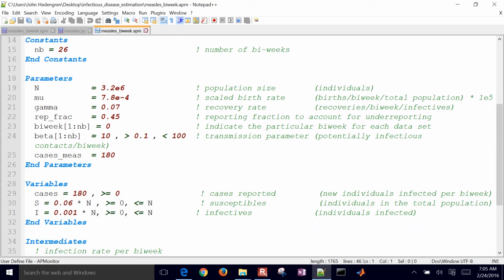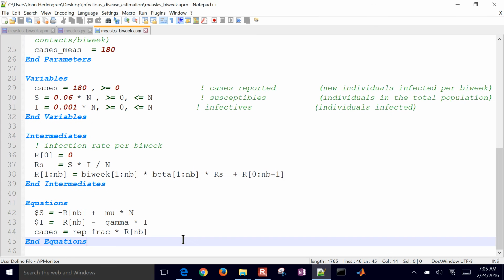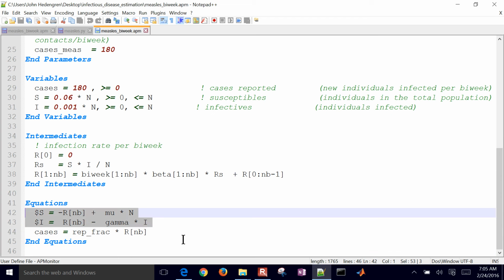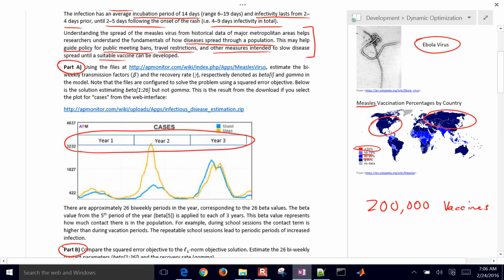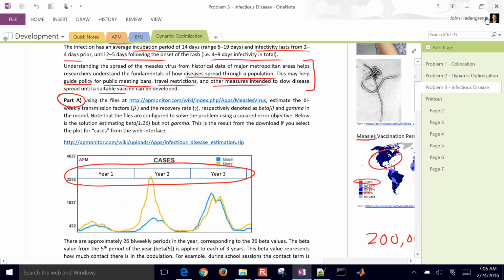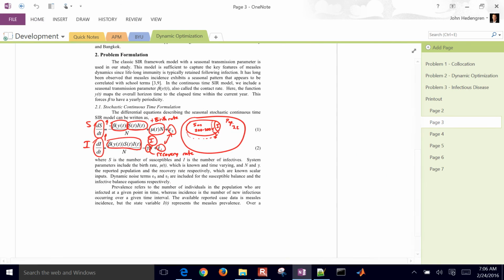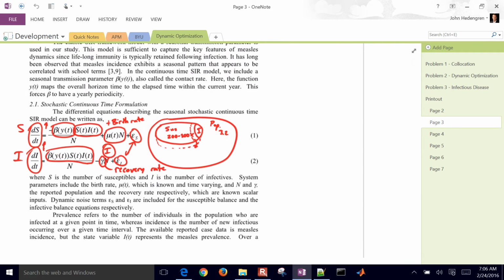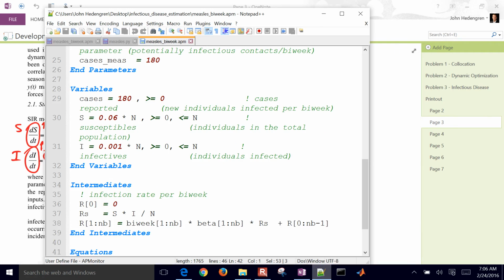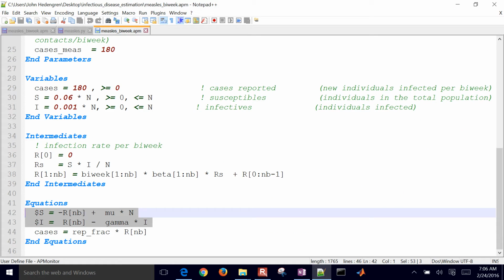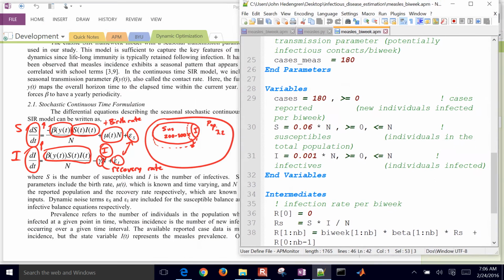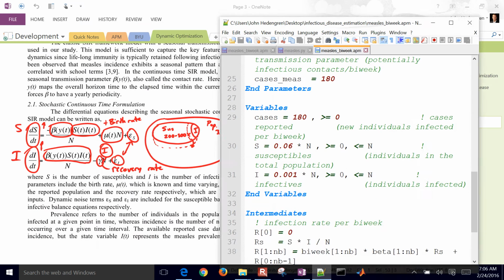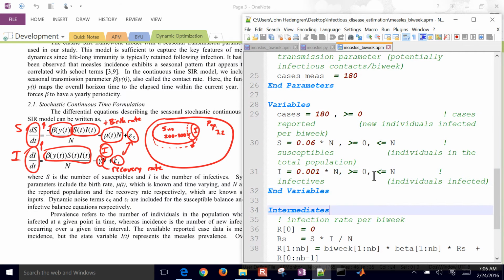Let me just scroll down here. Here are the two differential equations that we saw before. Let's put those next to the equations that we saw from the paper, which was right here. So here are the equations from the paper, and then the equations in the model here.